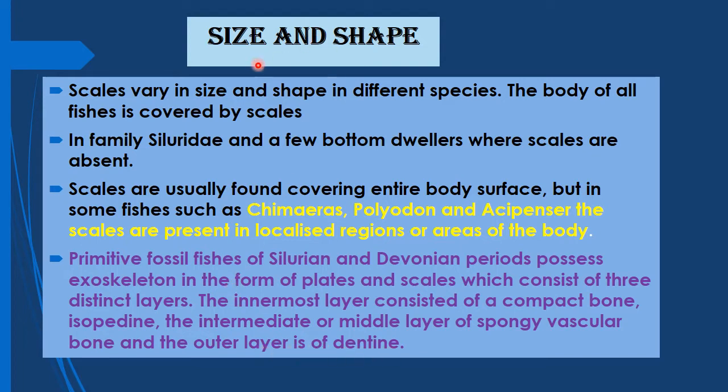So these are the size and shape of the scales. It is different in different species, and in Siluridae and a few bottom dwellers the scales are completely absent. The scales may be localized in chimeras, Polyodon and Echeneis. In primitive fossil fishes during the Silurian and Devonian periods, the exoskeleton is in the form of plates and scales that consist of three layers. The innermost layer is called isopedine, the middle layer is the spongy layer, and the outermost layer is the dentine.